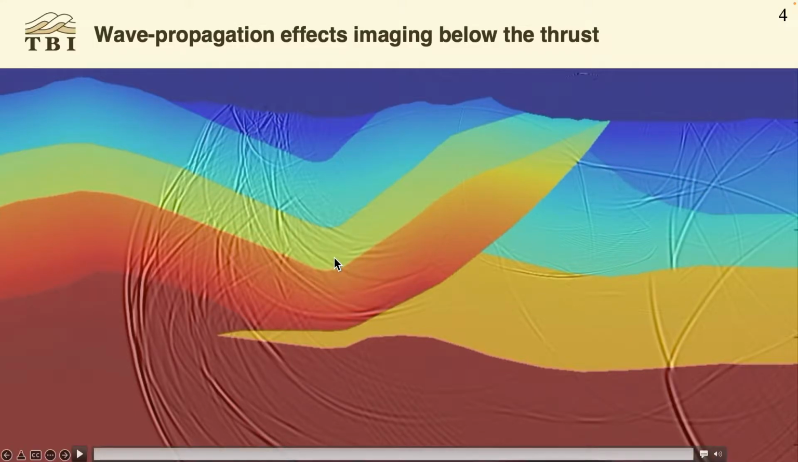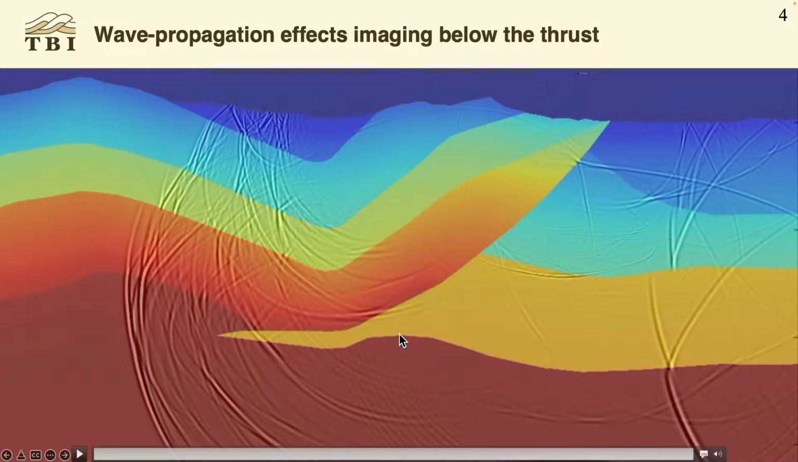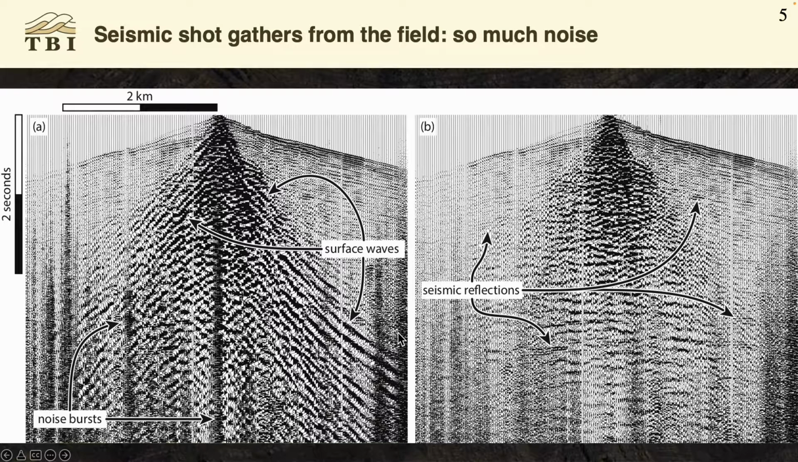So there's lots of stuff going on here with these waves, lots of noise, surface conditions, and a lot of problems that we want to resolve. And we don't really want the wave field. What we want is a picture of the seismic reflectors that make that wave field.